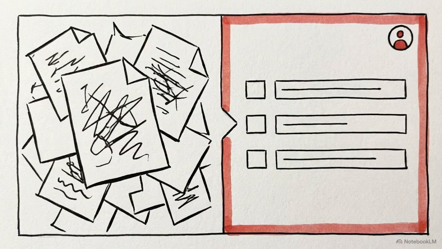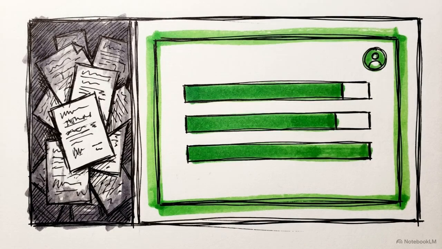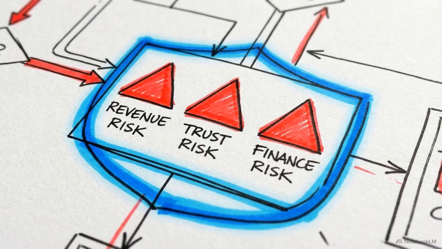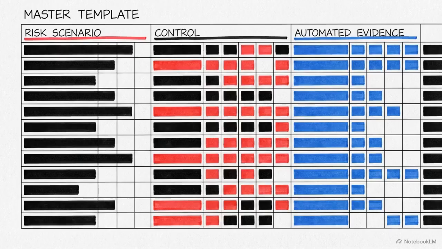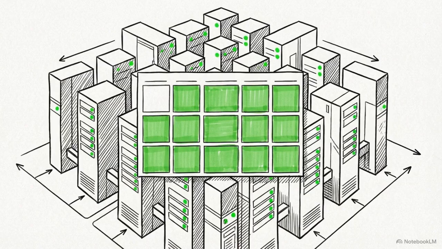Here is the contrast. On the left, a framework-first setup leads to control sprawl, scattered evidence, and a scramble every audit season. On the right, a risk-first model strips away the clutter. You identify the specific ways your business can lose revenue or trust and build controls specifically to prevent those scenarios. By the end of this tutorial, we will execute that shift. You will learn how to build a risk-first controls-to-evidence register that proves your operations are secure year-round.